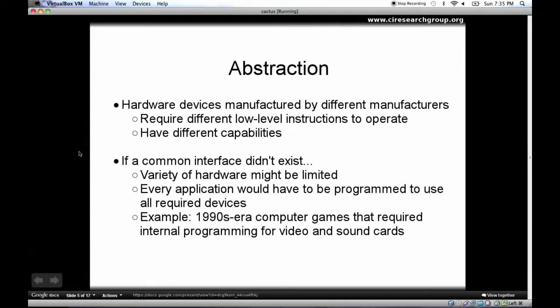An example, back in the 1990s, computer games often required internal programming for specific video cards and specific sound cards. It was often necessary to go into the settings for each game and tell the game what type of video card you had, what type of sound card you had, for the purpose of configuring the game to use that particular hardware. Imagine if that had to be done for every single application on the system, including, say, a calculator or a web browser. That would be a very untenable situation in terms of being able to make use of computers the way we use them today.